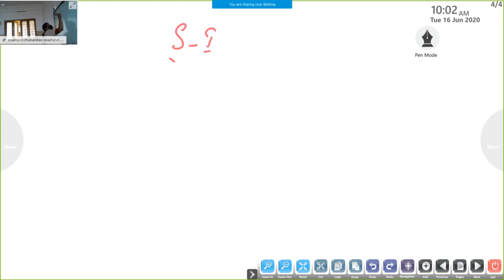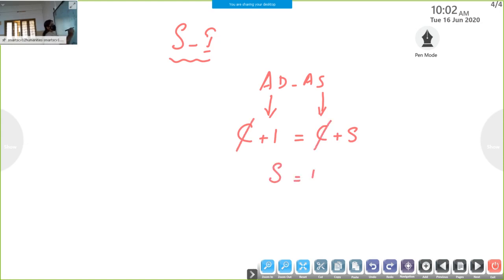the SI approach. We derived how we got SI. We got SI from AD/AS. We know AD is equal to C plus I and AS is equal to C plus S. From here we are getting S is equal to I. This is the second approach. So we can take it like this. According to Keynes, there is an alternative approach to determine equilibrium level of income, that is the saving investment approach.